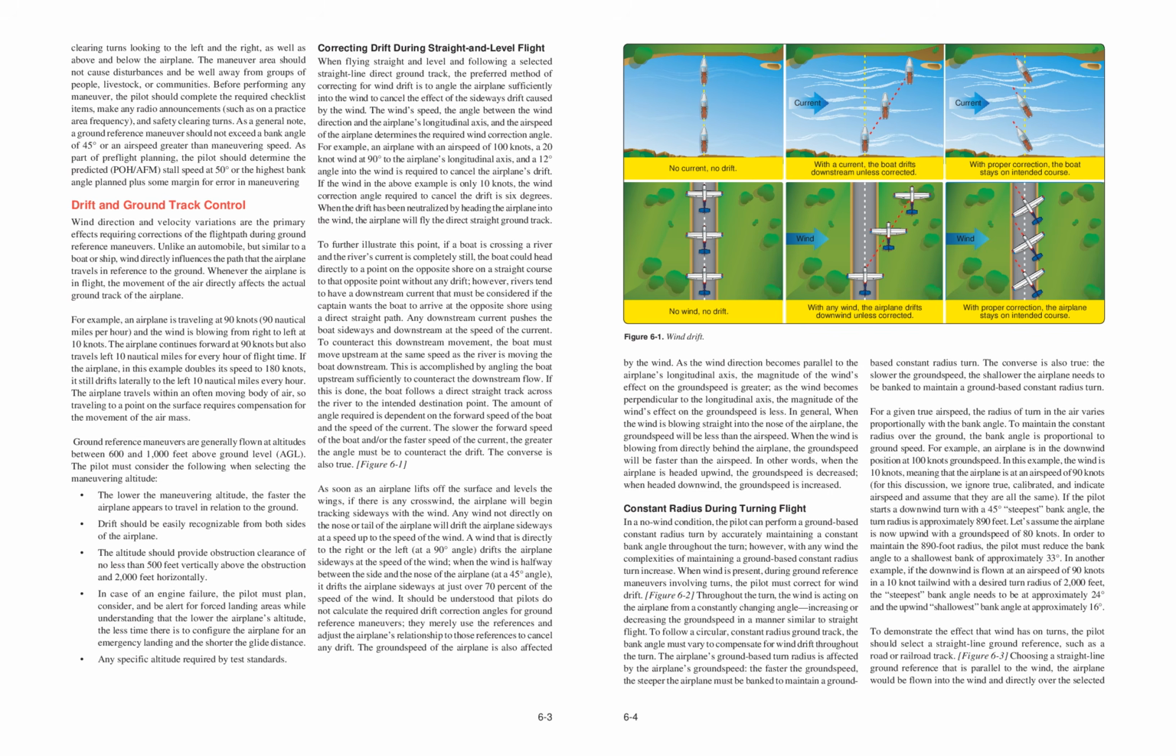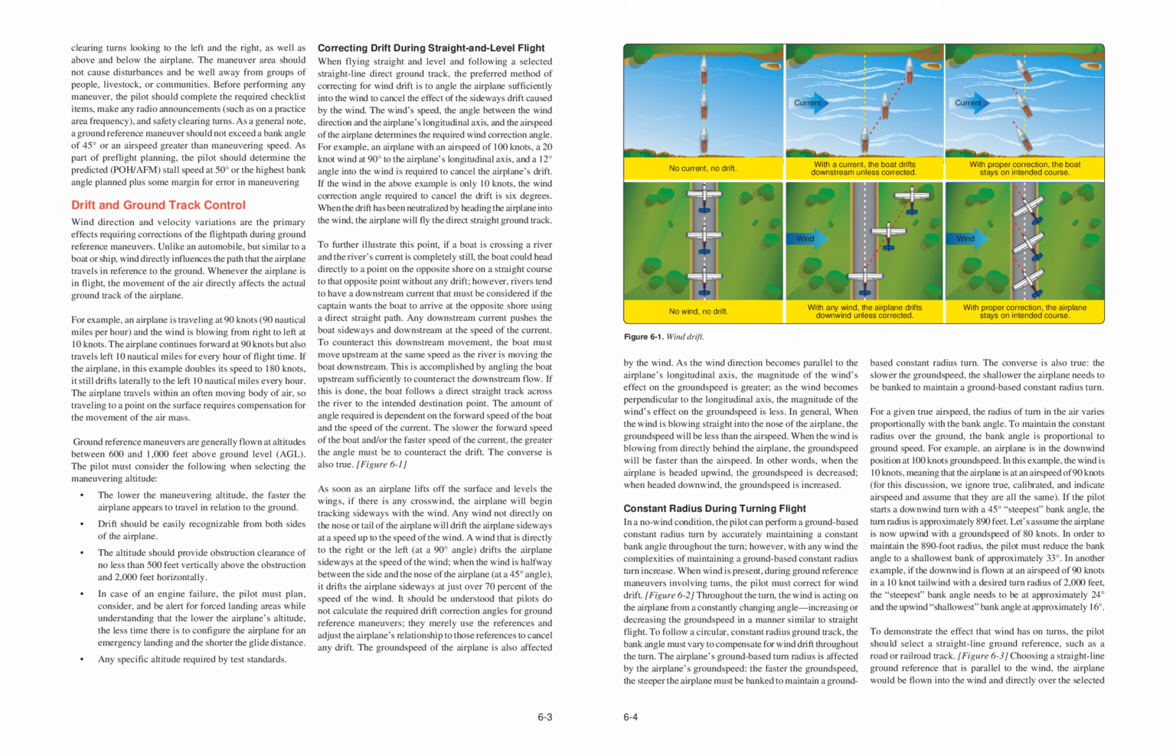For example, for an airplane with an airspeed of 100 knots and a 20-knot wind at 90 degrees to the airplane's longitudinal axis, a 12 degree angle into the wind is required to cancel the airplane's drift. If the wind in the above example is only 10 knots, the wind correction angle required to cancel the drift is 6 degrees. When the drift has been neutralized by heading the airplane into the wind, the airplane will fly the direct straight ground track.